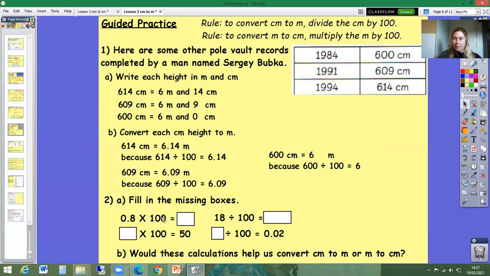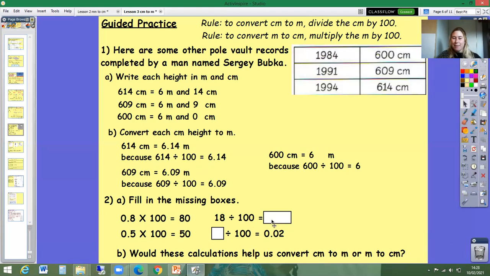Now you've got to fill in the missing boxes, so just a bit of extra practice with timesing and dividing by 100. So 0.8 times 100 is 80. Let's do the one below. Something times 100 would make 50. So this is a bit of an inverse problem in disguise. If I did 50 divided by 100, it should be 0.5. And if I check it, yes, 0.5. If I move that 2 places, I'll end up with 50.